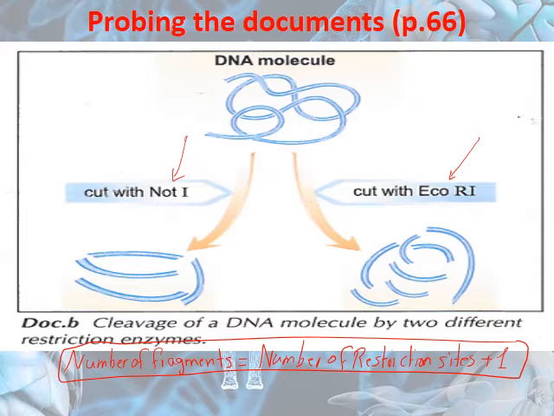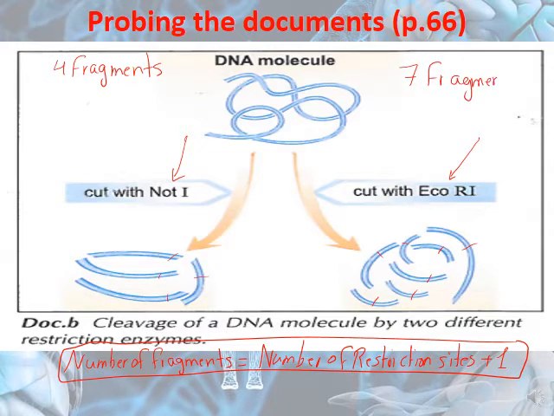First of all, let's talk about NOT1. For NOT1, how many fragments do we have? We have 1, 2, 3, and 4. So we have 4 fragments. While in the EcoR1, how many fragments do we have? We have 1, 2, 3, 4, 5, 6, and we have 7 fragments.